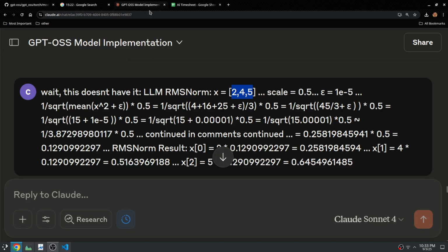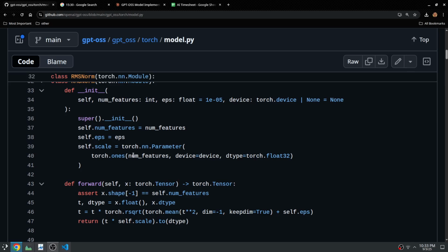This is approximately, if you look right here, it's a float and it's equal to 1e negative 5, which is right here. It's 0.00001. And the next line is the scale. So this is a scaling factor. And this is torch.ones, which fills an array with ones, and passing the number of features.